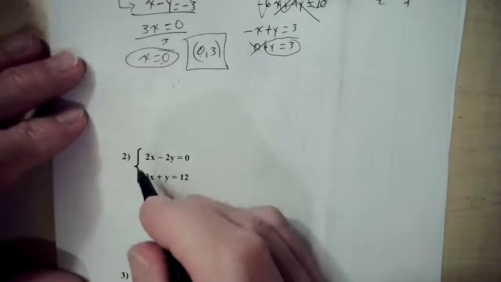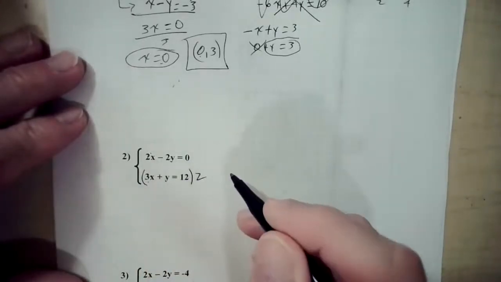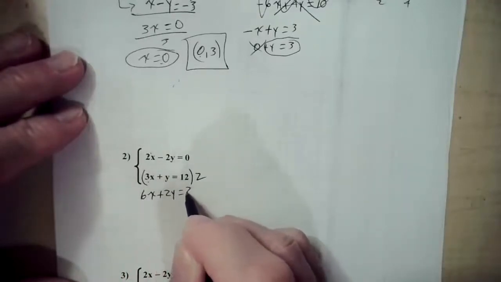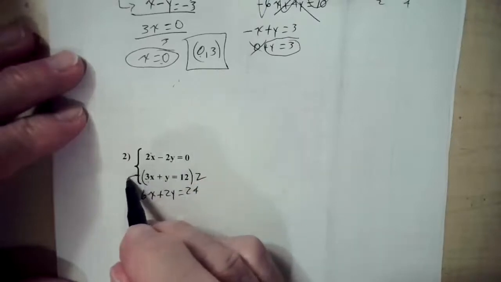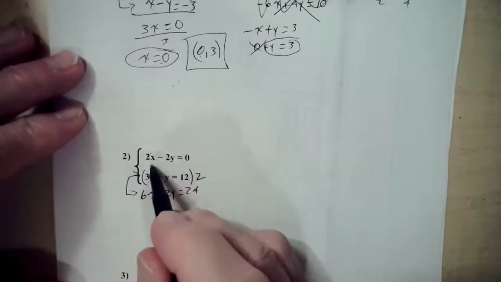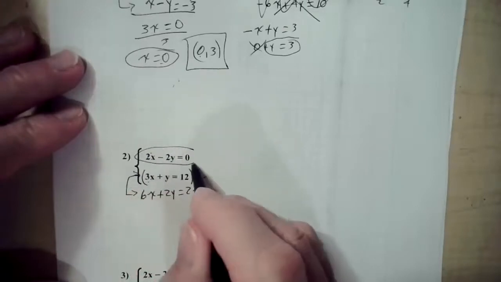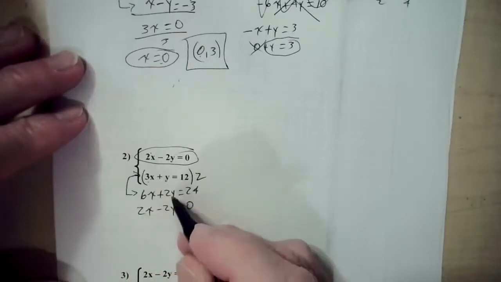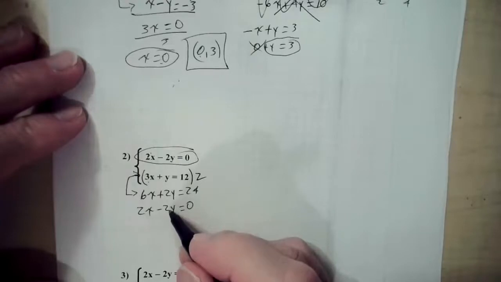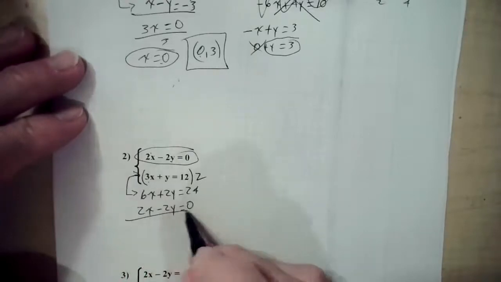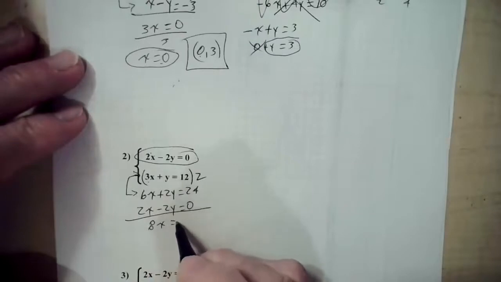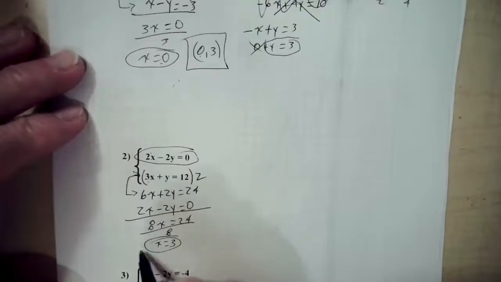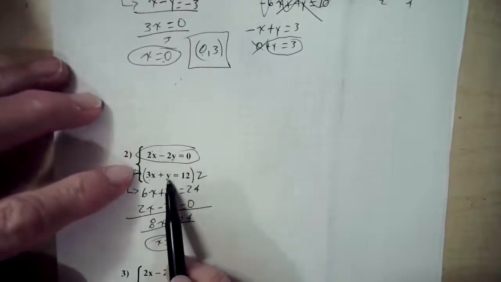What's the opposite of negative 2? Positive 2. So what can we multiply this one by? 2. And we get 6x plus 2y equals 24. And remember, these two are the same. They just look different. Now we're going to add this equation, 2x minus 2y equals 0. Now you can see that 2y minus 2y is 0. It's gone. It's eliminated. And that's what we want. So we get 8x equals 24. Divided by 8. X is 3.